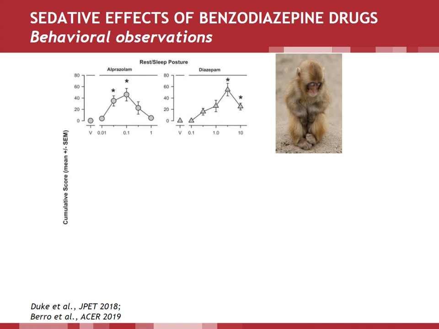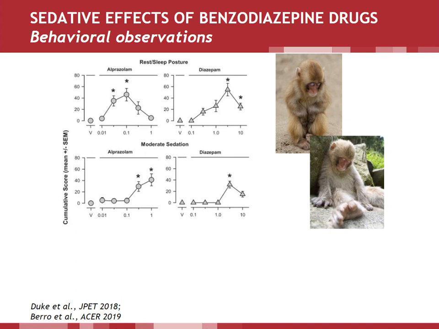This graph then represents the cumulative score on the y-axis during a behavioral observation test session when the monkeys were given increasing doses of alprazolam on the left, and diazepam on the right, and the doses are shown on the x-axis. Notice that lower doses of the benzodiazepine drugs will increase rest sleep posture.